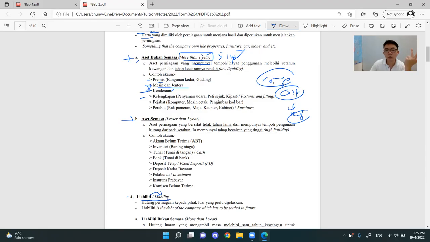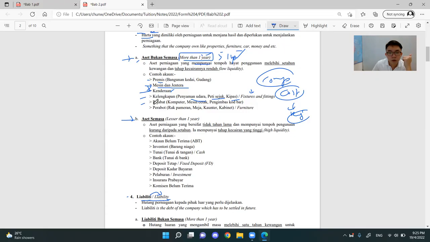Okay, then you got kelengkapan. What is kelengkapan? In English, you call it fixtures and fittings. So, contoh, penyaman udara, the aircon, the peti sejuk, your fridge, the kipas. All this, normally they are stuck on, they are fixed on. We call it a kelengkapan. So all these are kind of fixtures and fittings. Your aircon, the lampu, all these are kelengkapan. And for sure, more than a year. Since when did you change your kipas? 20 years ago. Kan? Since the day you were born, the kipas is already there. So you takkan change unless you move in between. But if you stay at the same house, the kipas must always be there.